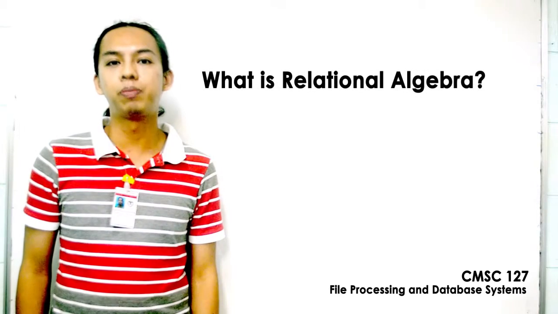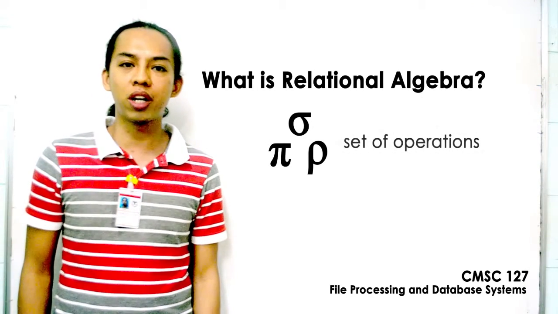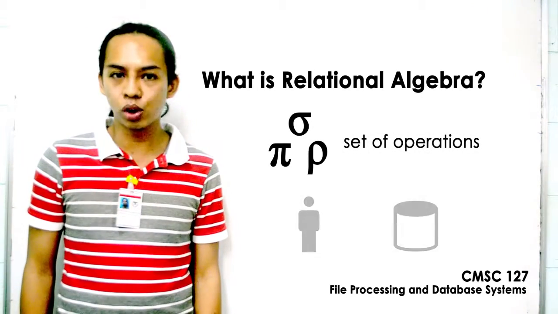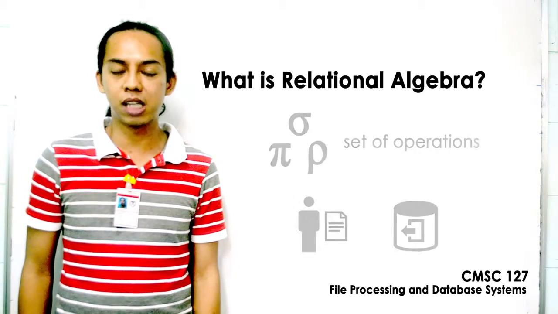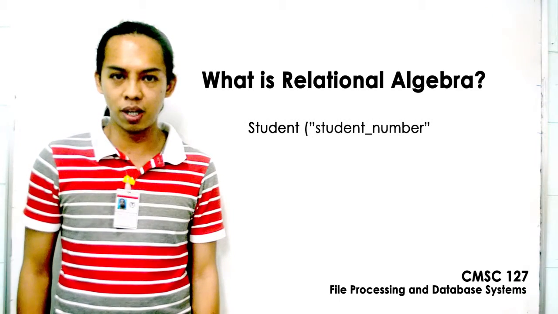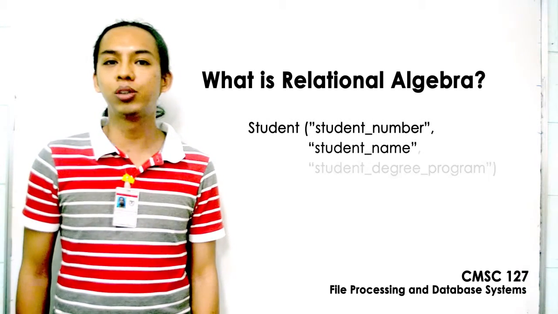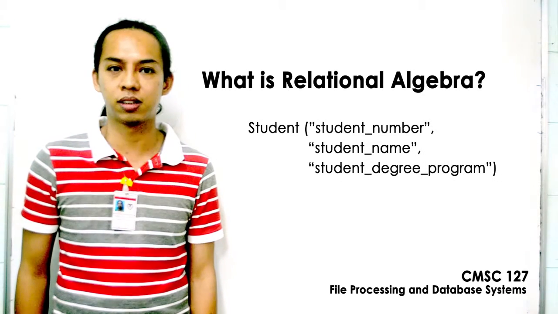What is relational algebra? Relational algebra refers to the basic set of operations for a relational model. It allows or enables a user to specify basic retrieval requests. For example, if there is a relation named student with attributes student number, student name, and student degree program, it's possible for us to make the following requests.